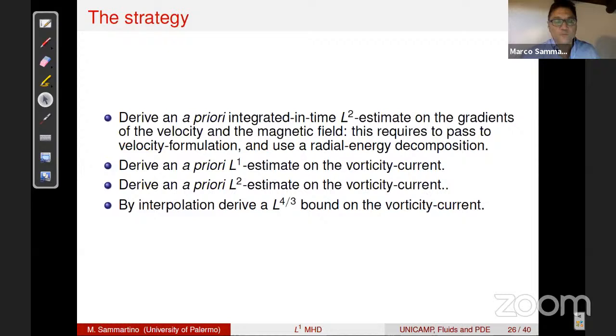So how do we prove the global existence? The roadmap is the following. First, we will derive an a priori integrated-in-time L2 estimate on the gradients of the velocity and of the magnetic field, which will require us to pass back again to the velocity formulation, and we shall use a radial energy decomposition, because the velocity and the magnetic field are not L2. Then we will derive an a priori L1 estimate on the vorticity and current. And then we will derive an a priori L2 estimate on the vorticity and current again. By interpolation, we shall get a global bound in L4/3, which, as already mentioned, is very close to getting global existence.